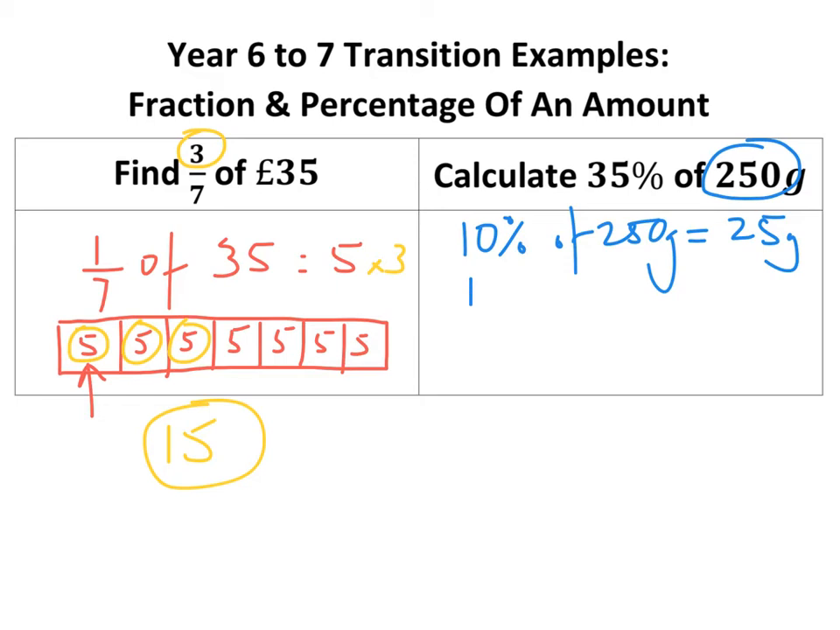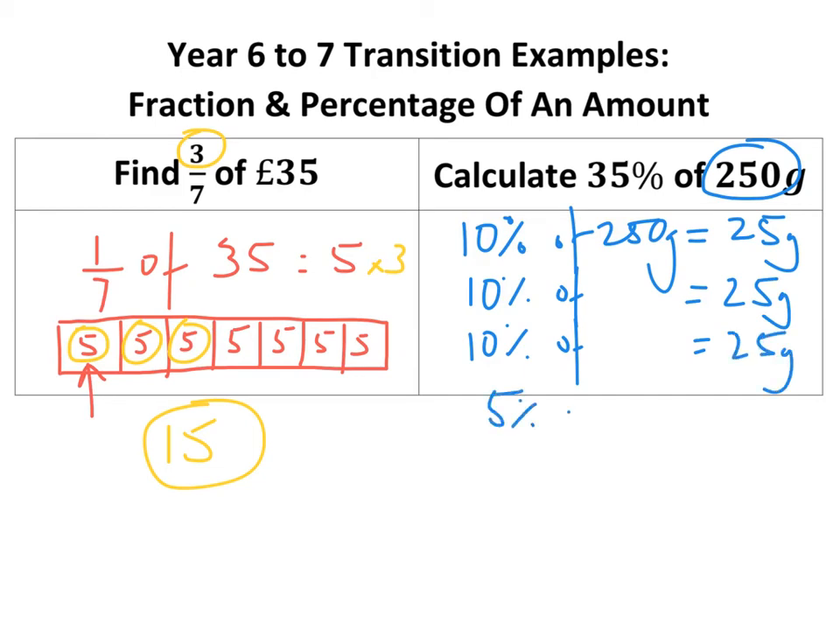All right, so I need 3 of those. So 3 lots of 10% go into 35, so I'm going to get that. So I've chunked it up into that. Now I need another 5%.